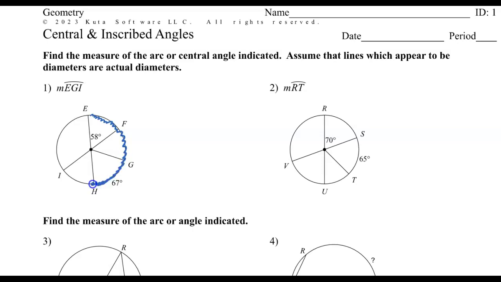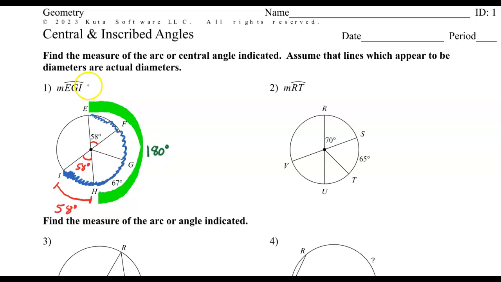So I want this large blue arc. I know this angle in red is 58 degrees, so I know by vertical angles that angle is 58 degrees, which makes IH 58 degrees. I also know that this green arc is half of a circle, which is 180 degrees. So to get arc EGI, I could add 180 and 58. And doing that, I get 238 degrees.